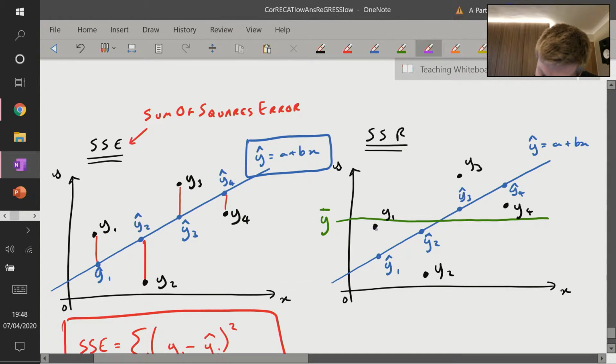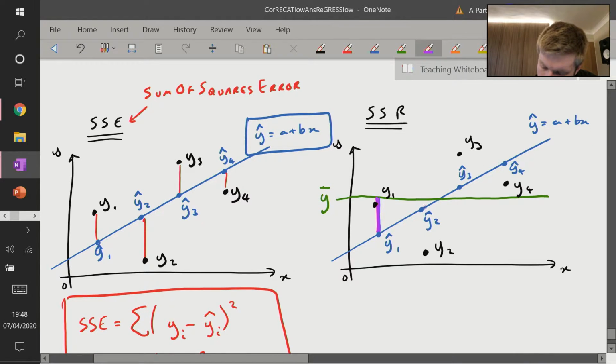So in other words, I'm going to look at this distance here, the distance between my estimated value and the mean value. And that's what I'm going to call the sum of the squares regression, because I'm simply looking at the difference between my regression values and the mean value. I'm trying to quantify the regression values by looking at the difference between the estimated or regression values and the mean value.